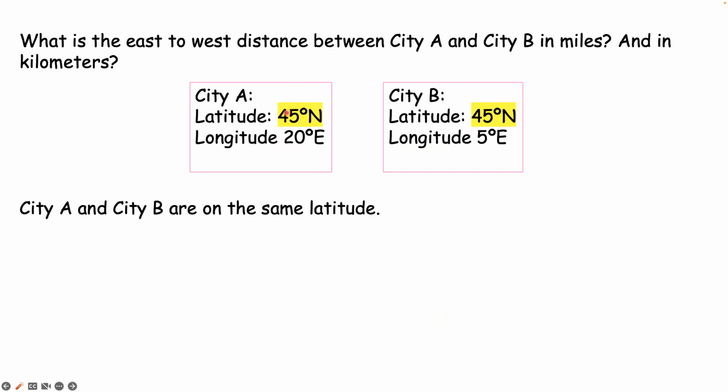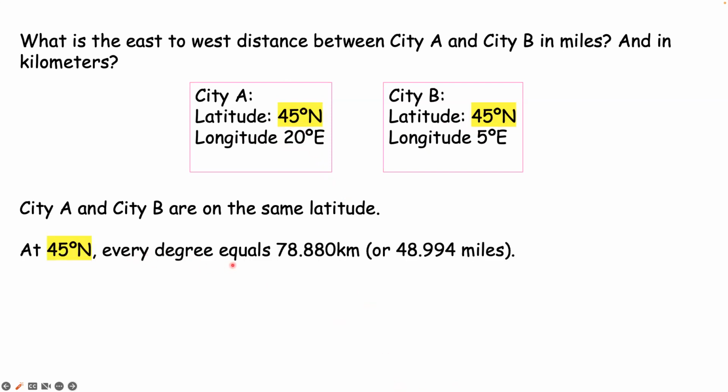At that latitude, each degree will equal 78.880 kilometers or 48.994 miles. So the difference between city A and city B is about 15 degrees, right? If I subtract 5 from 20, I get the amount of degrees in difference between those two cities.